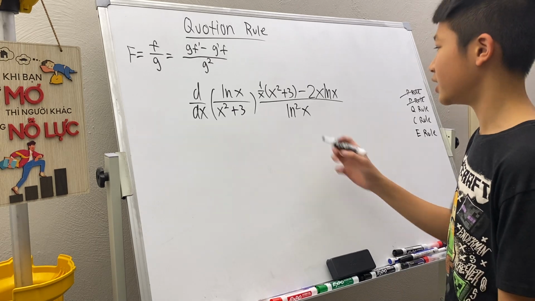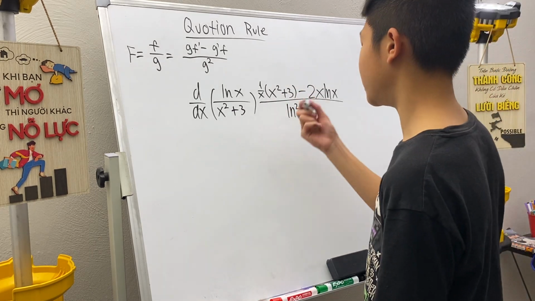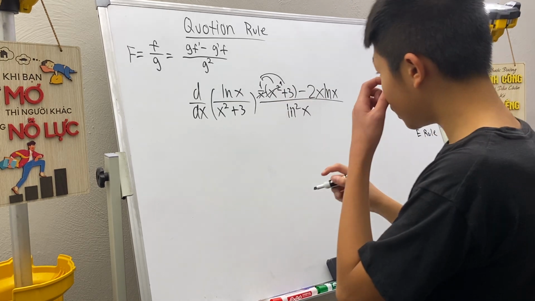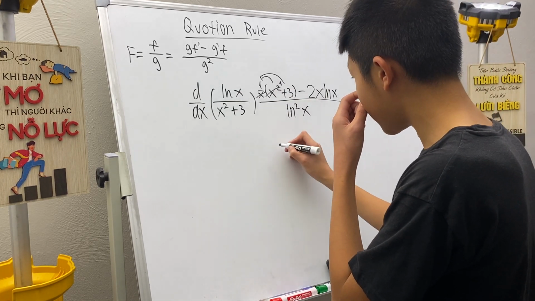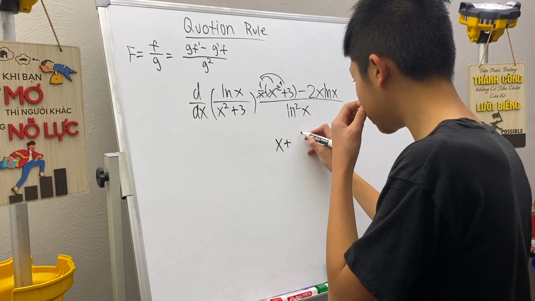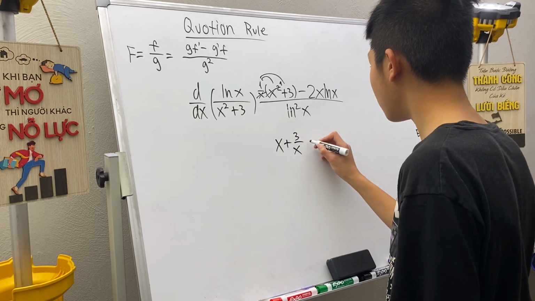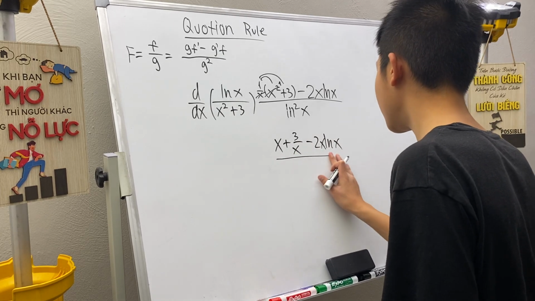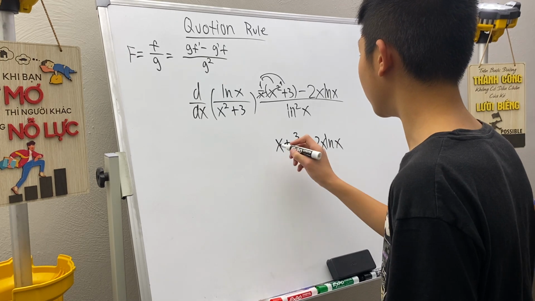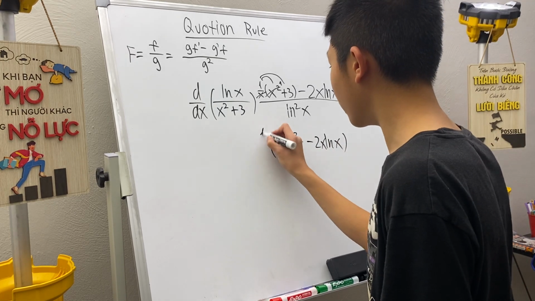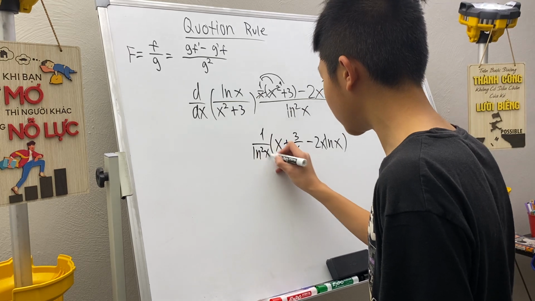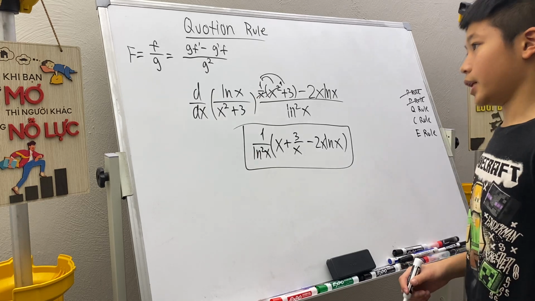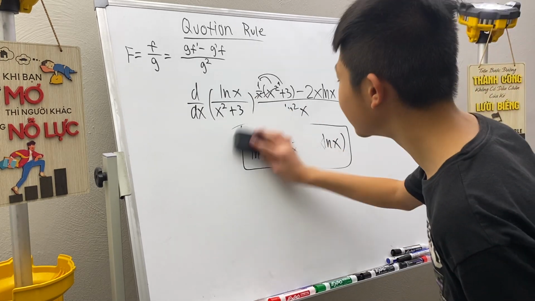But can we do more? Yes, this looks pretty messy. Distribute, and this cancels to the 1 power. So you get x plus 3 over x minus 2x natural log of x, all over... let's not write all over, let's write it like this, times 1 over the denominator squared. And yeah, this derivative took so long. I know, guys.